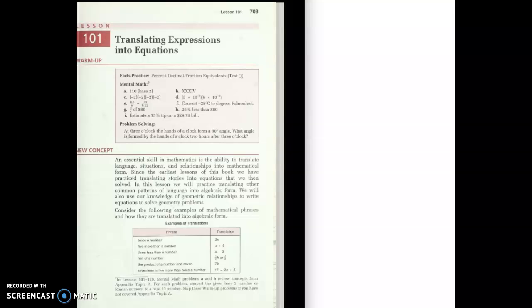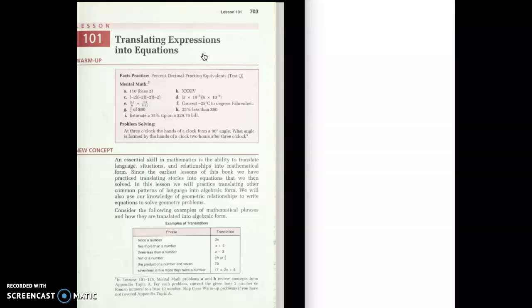So today we are going to do lesson 101, which is translating expressions into equations. To talk about this, there's a couple things we need to know before we dive into the math. First, we have to understand what the actual language is telling us. So math is its own language. It communicates in quantities and in relationships, in logic, and in problem solving.